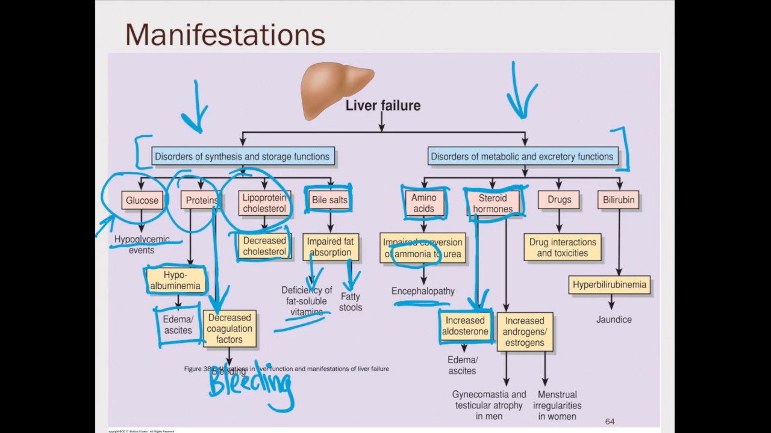What does aldosterone do? It's going to cause an increased reabsorption of sodium and water, or sodium and fluid, in the kidney, and a loss of potassium. So we're going to end up contributing further to edema and ascites.